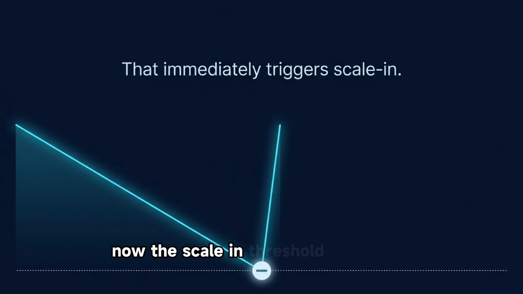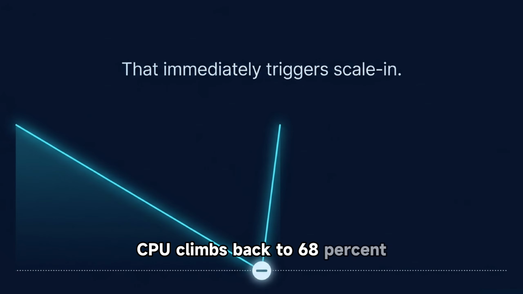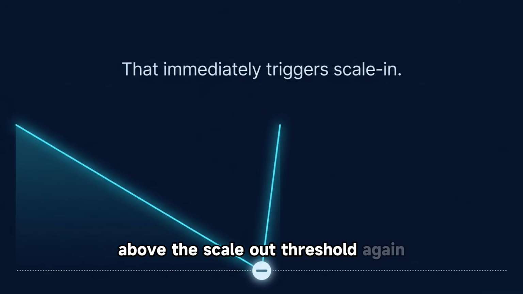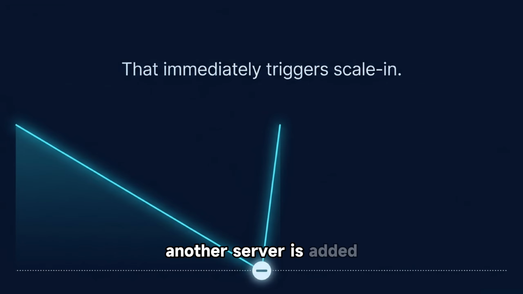Now, the scale-in threshold is crossed. The policy removes a server. CPU climbs back to 68%, above the scale-out threshold again. Another server is added. CPU drops to 56%. Scale-in fires, and so the cycle runs.